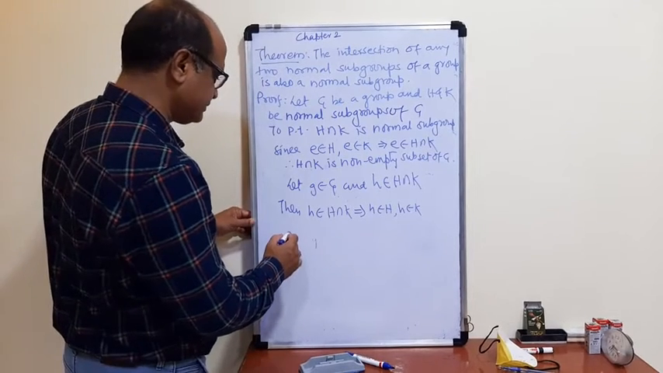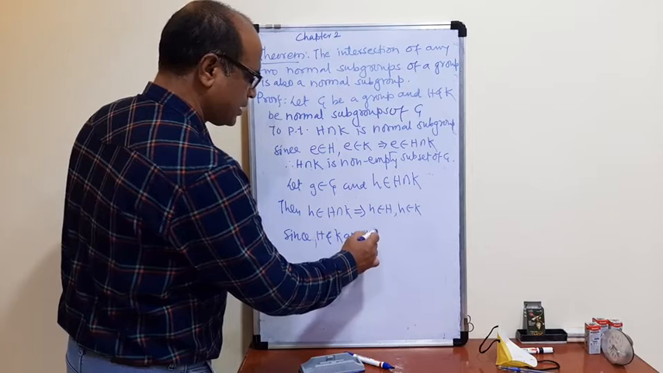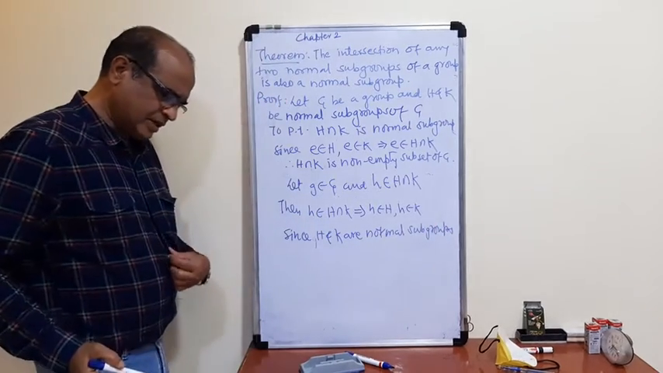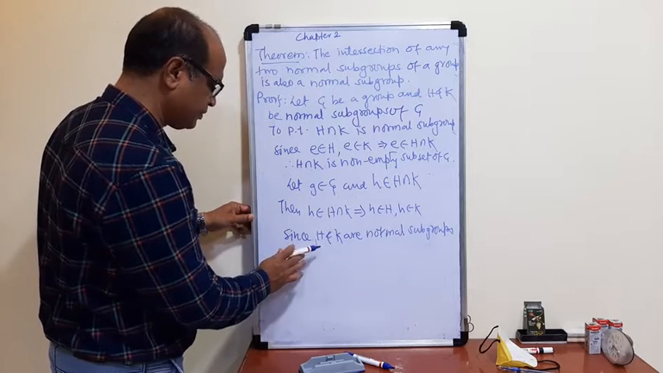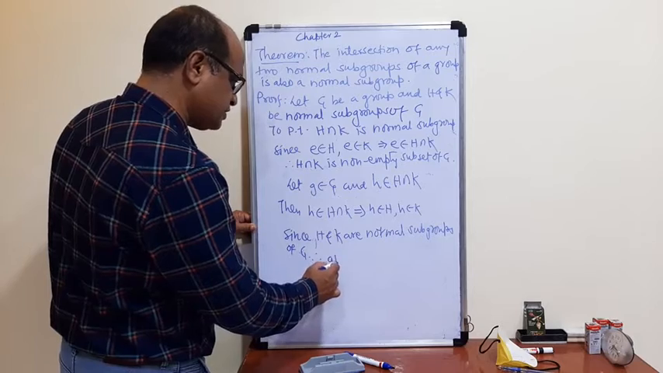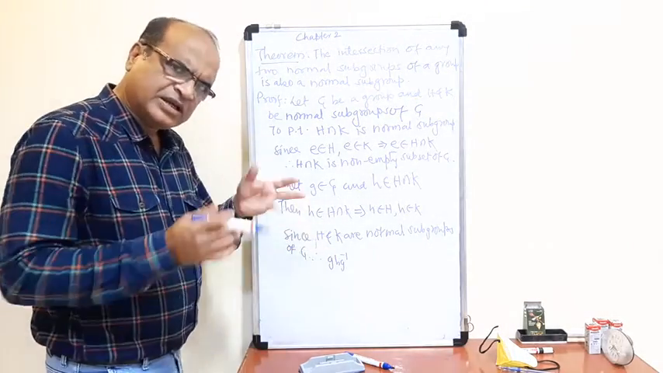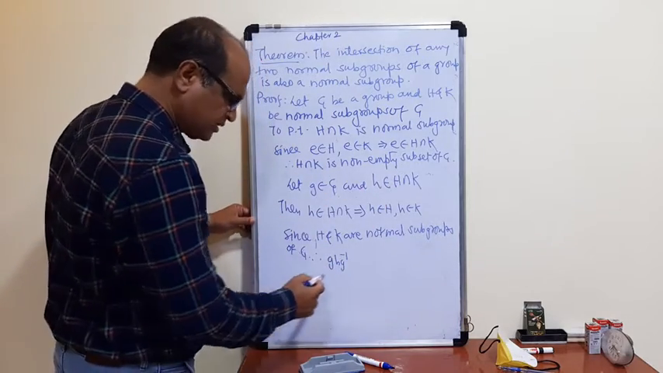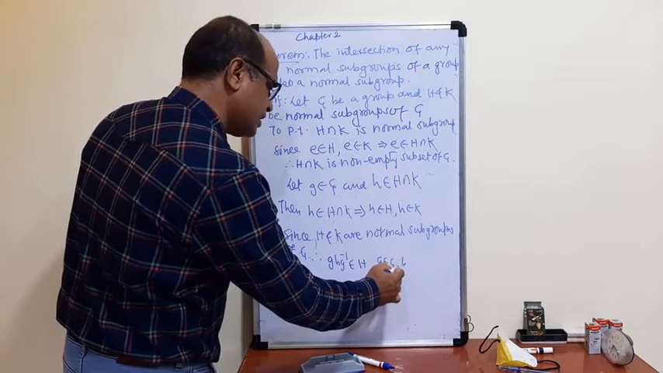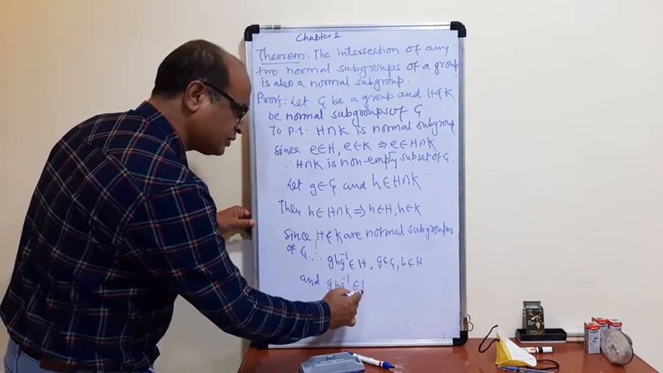Since H and K are normal subgroups of G, by the definition of normal subgroup, where h is an element of H and also of K, g h g inverse belongs to H, and also g h g inverse belongs to K, for all g belonging to G.